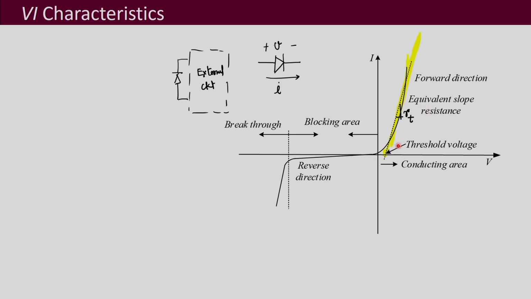So, this part is your conducting region, that means it is forward biased and the diode is going to conduct. And then while it is reverse biased, the diode blocks the voltage. There is a small current that flows through this diode, and that is your leakage current. As this reverse voltage continues to increase, beyond a certain voltage the diode cannot block that voltage, and the breakdown happens. This is also sometimes called the avalanche breakdown.